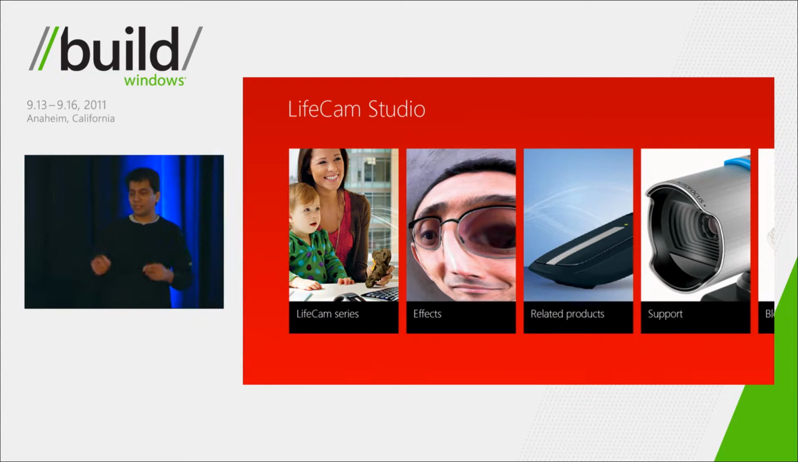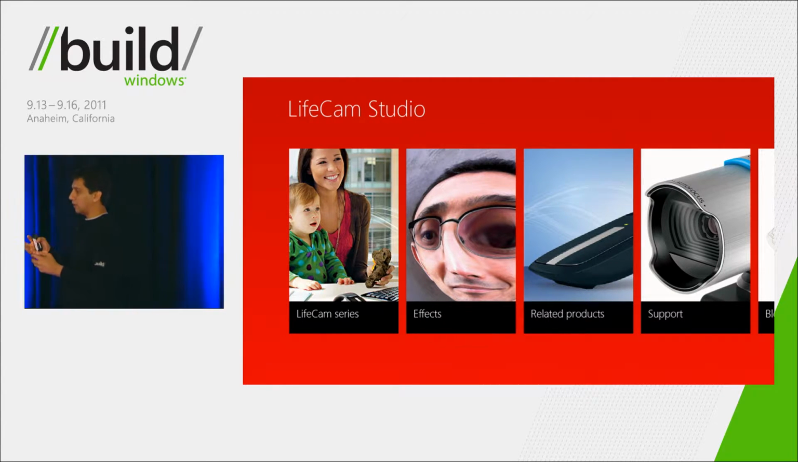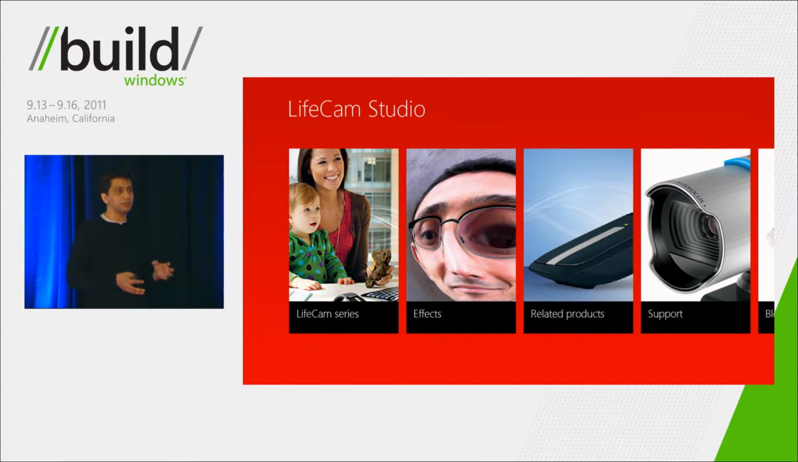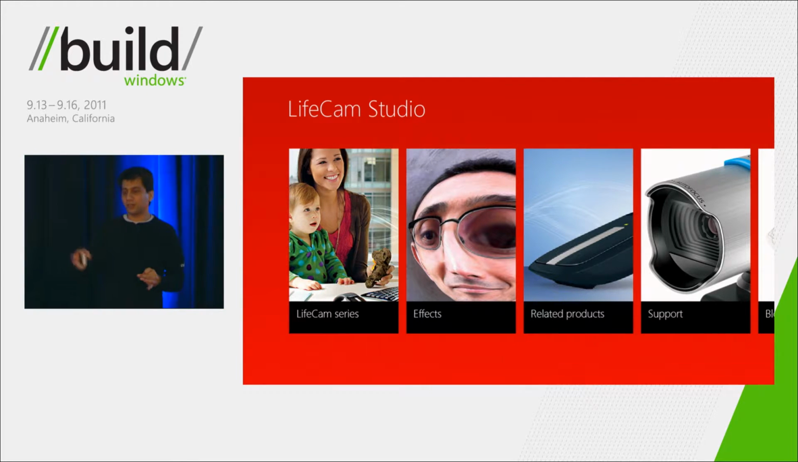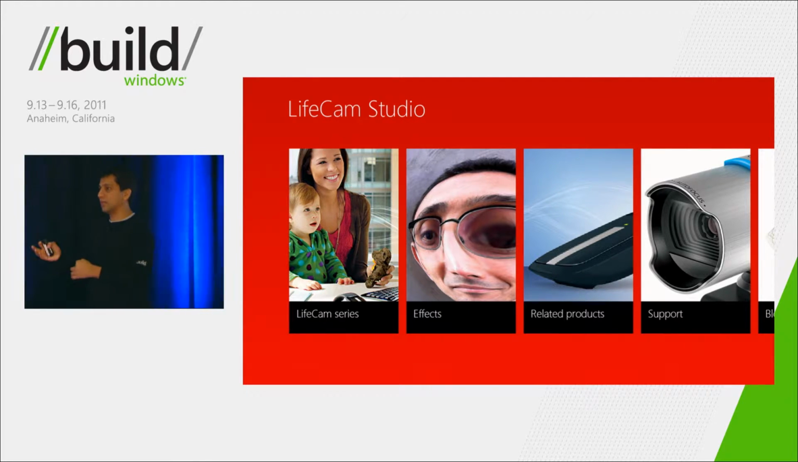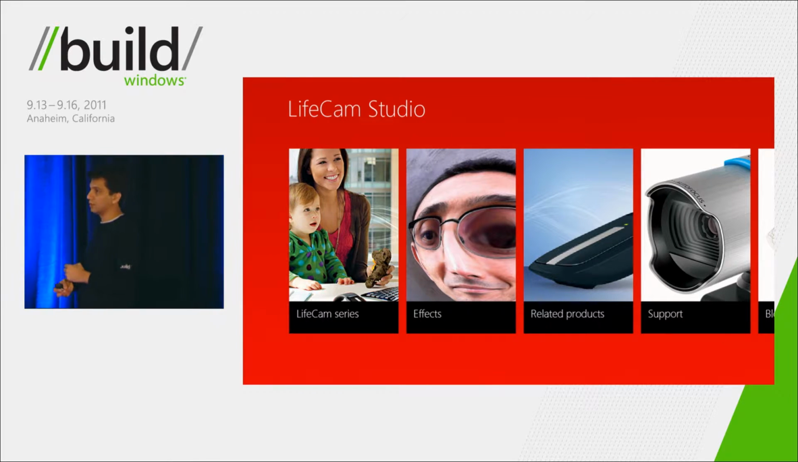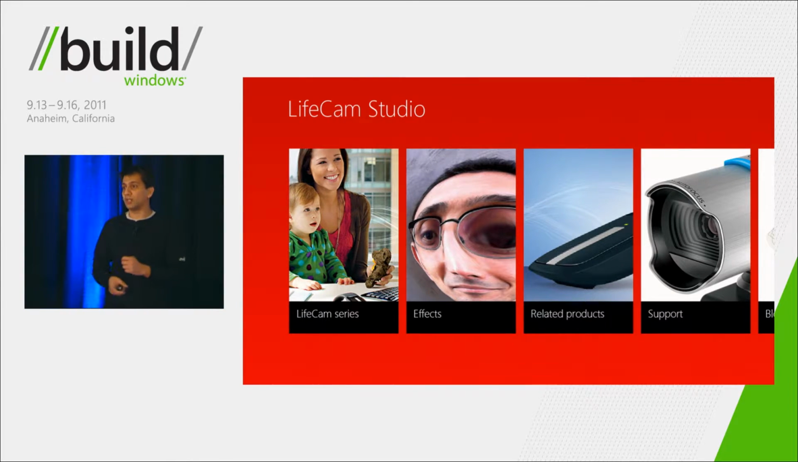And so it has some of the same things that we were talking about. The first tile talks about the series of cameras that the user just bought. The second one is around downloading additional effects, additional software. The third one is around related products, and then the fourth one is around providing some support to the user. So this is their take on what it could be, and you can choose what you want it to be.